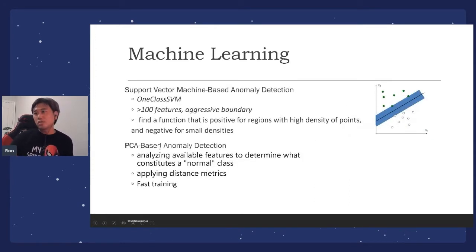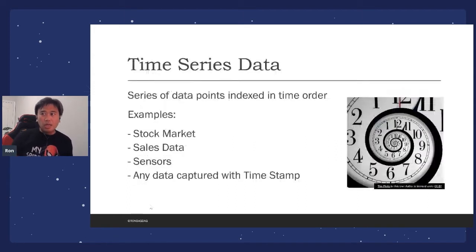Support vector machines also, where you split your data set into half, where you're identifying the high density points versus negative for small densities. PCA-based anomaly detection also can be used. I'm not going to focus on each one of the algorithms. I want to focus on how we would use it for time series data.